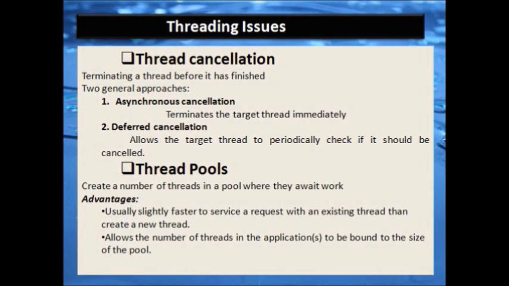Threading issues. Thread cancellation. Thread cancellation is terminating a thread before it has finished. Two general approaches of thread cancellation are asynchronous cancellation and deferred cancellation. Asynchronous cancellation terminates the targeted thread immediately, and deferred cancellation allows the target thread to periodically check if it should be cancelled. Thread pools. Create a number of threads in a pool where they wait for work.